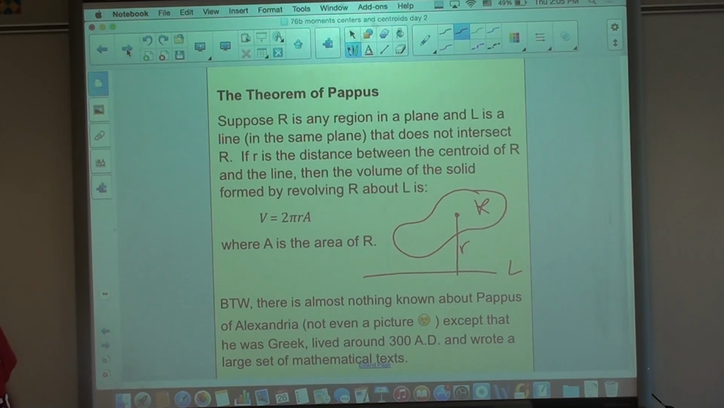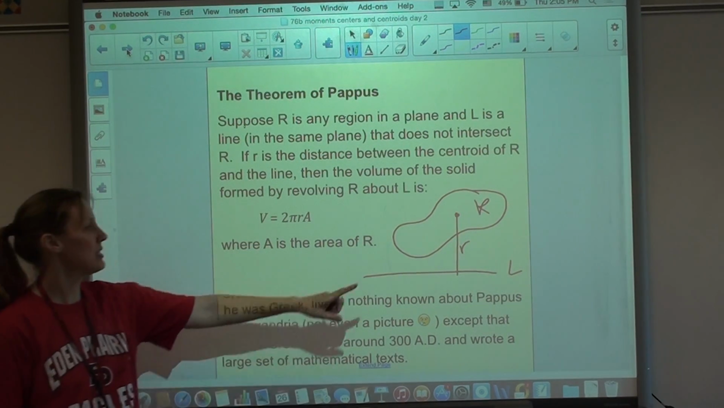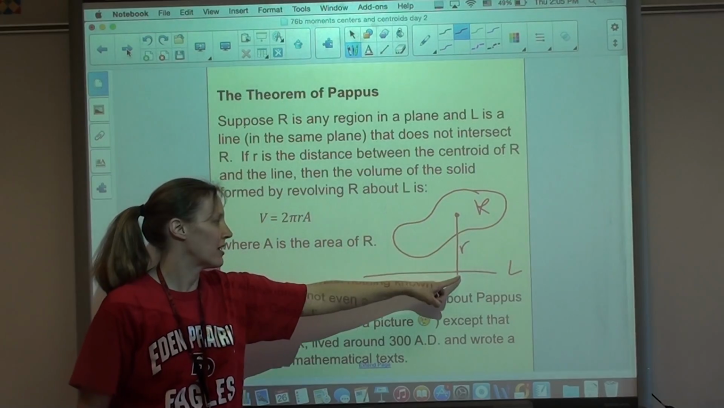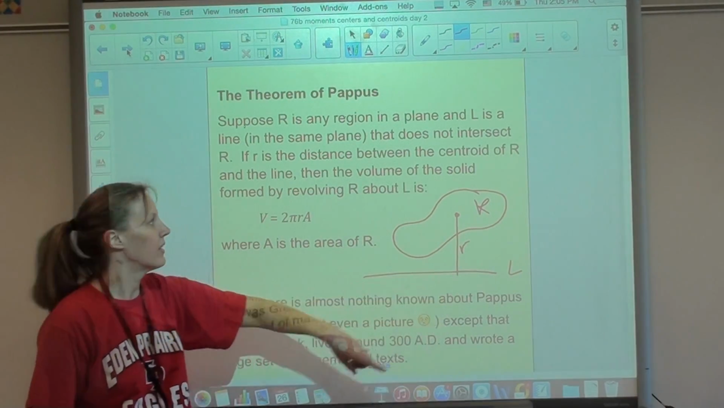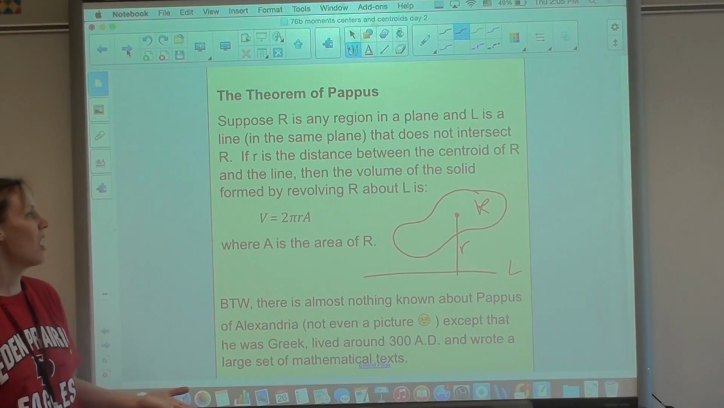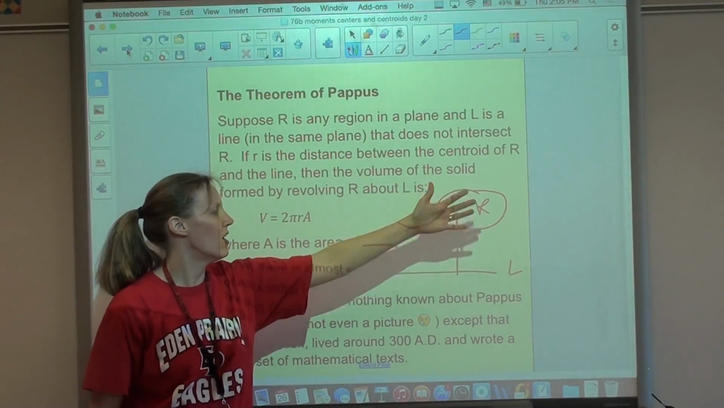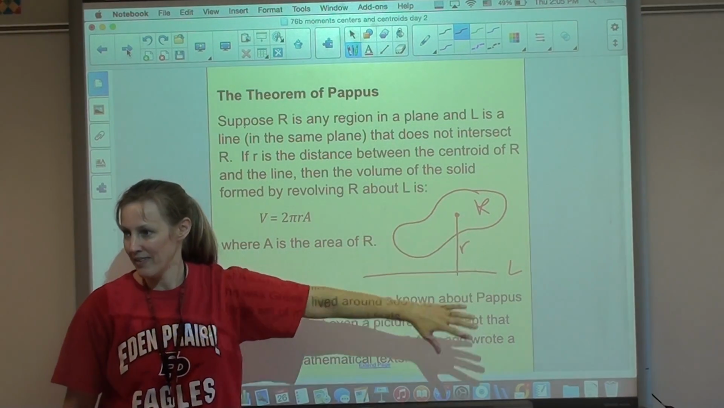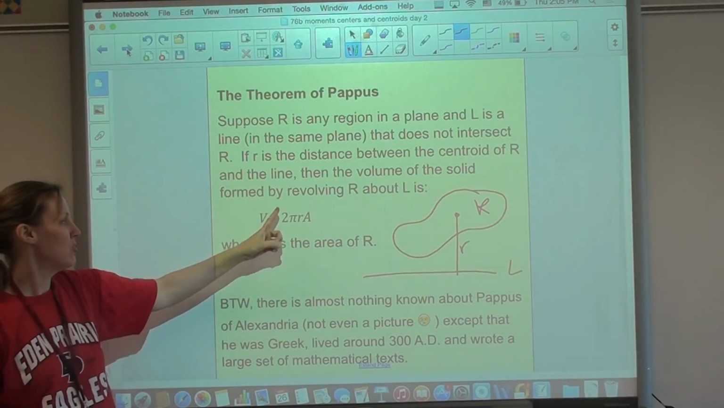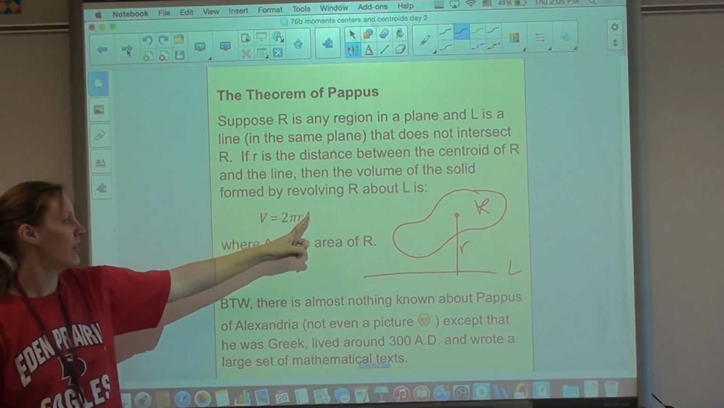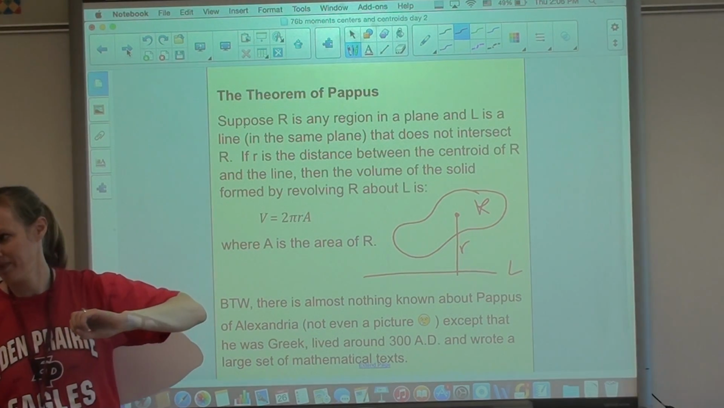So here we go. Suppose R is any region in a plane, and L is a line in the same plane that does not intersect R. If little r is the distance between the centroid of R and the line, then the volume of the solid formed by revolving R about the line is given by 2 pi little r times the area of that region.